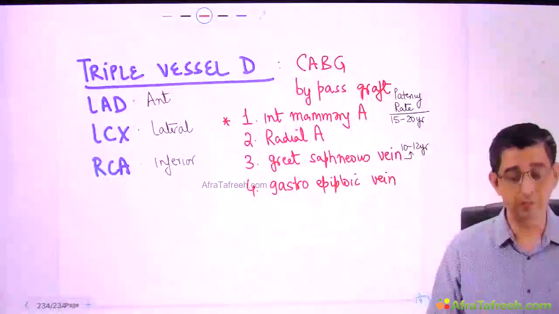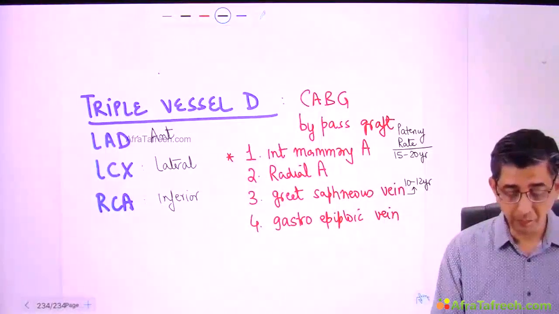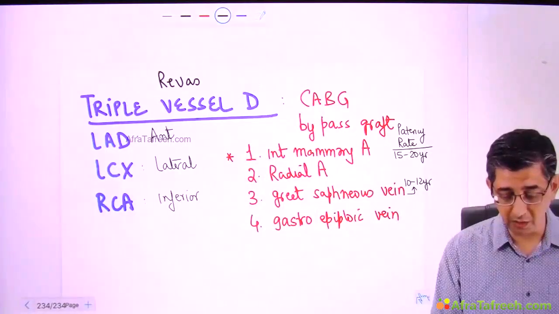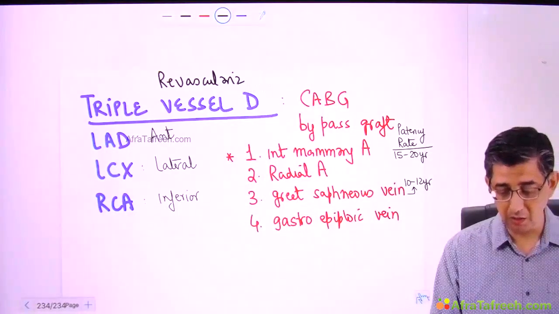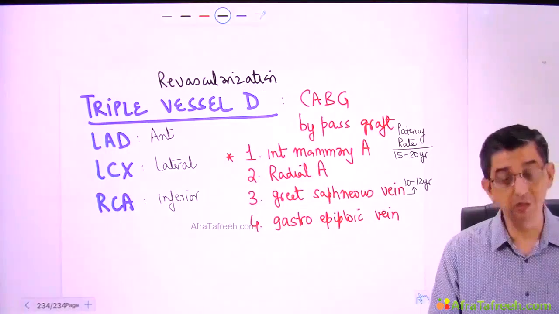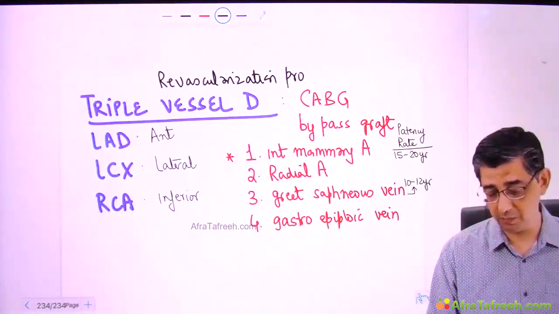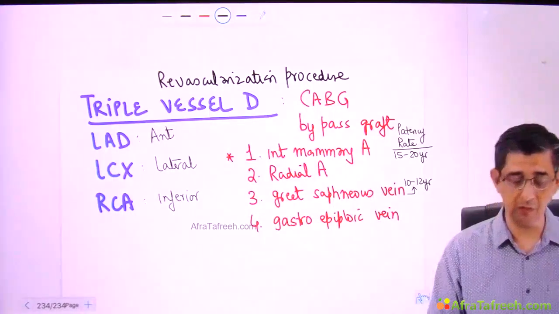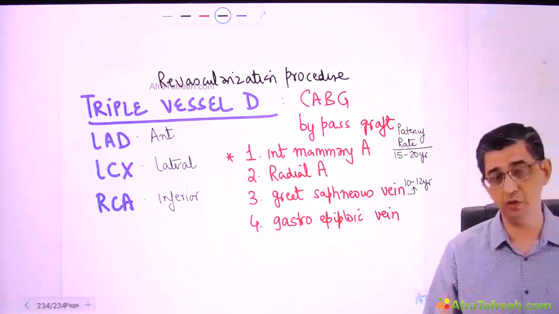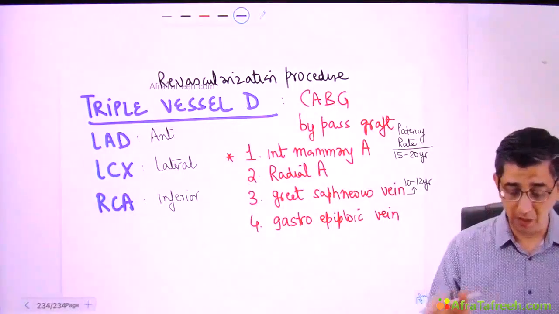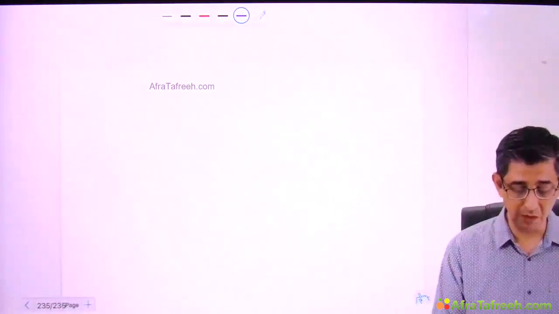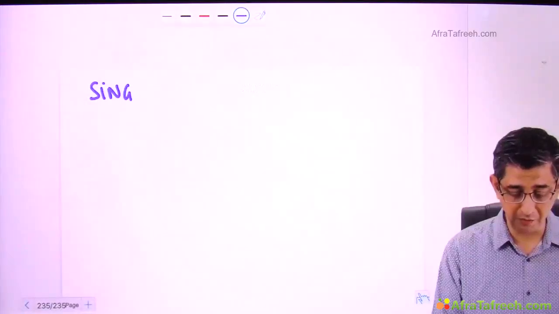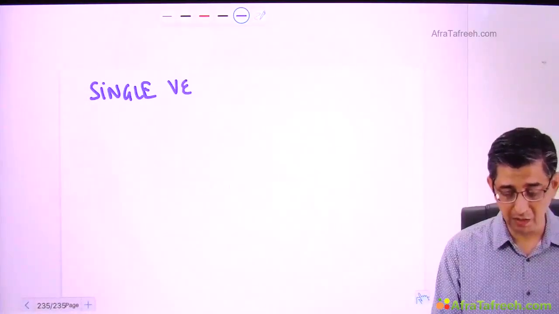So whenever the examiner uses the following term, he says, what is the revascularization procedure? He just wants to make it sound a little sophisticated. So the MCQ will say, what is the preferred revascularization procedure required for a triple vessel disease patient? Your answer is coronary artery bypass grafting. But if the question is, what is the revascularization procedure required for single vessel disease? Then the answer is slightly different.